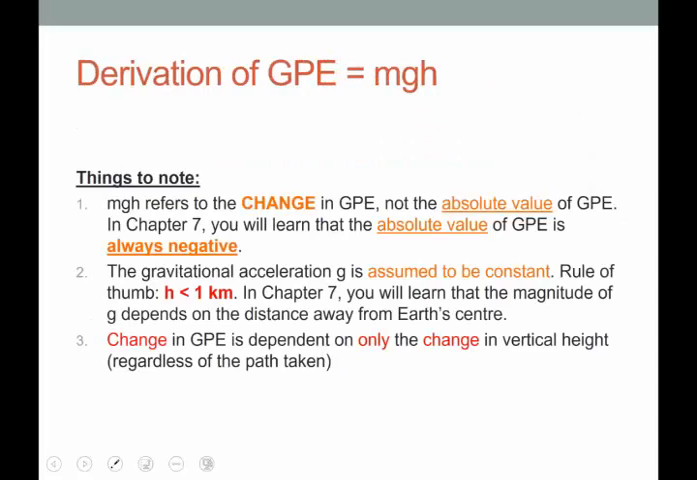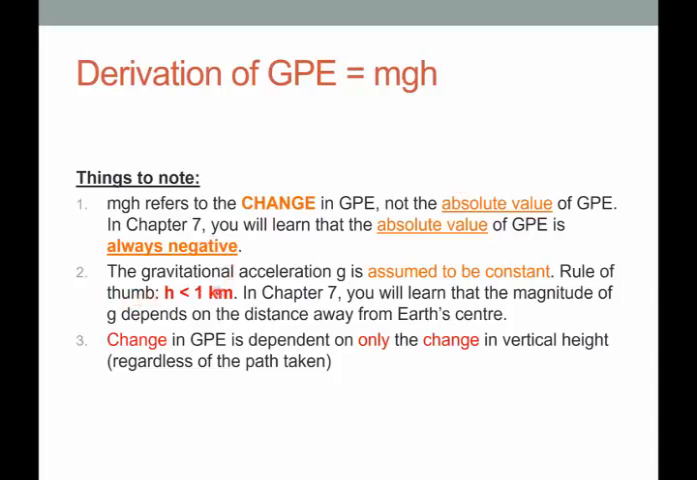What are some things to note in the derivation? One, just as in the case of work done producing motion in an object in the previous section, where work done equals the change in kinetic energy, mgh here refers to the change in the gravitational potential energy, not the absolute value of GPE. In chapter 7 on gravitation, you will learn that the absolute value of GPE is always negative.